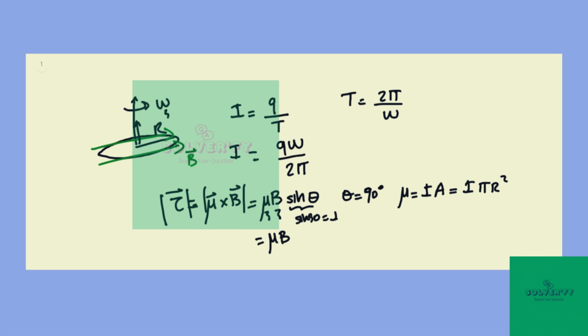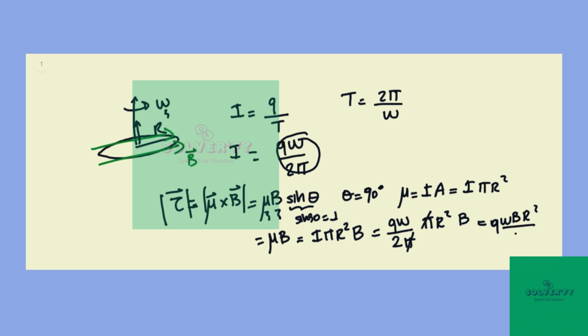And if we substitute for mu, it is going to be equal to I times pi r squared times B for torque. We also know what I is. Let's use this equation too. Q omega over 2 pi times pi r squared times B. The pi's are going to cancel out. We're going to have Q omega B r squared over 2 for our torque.